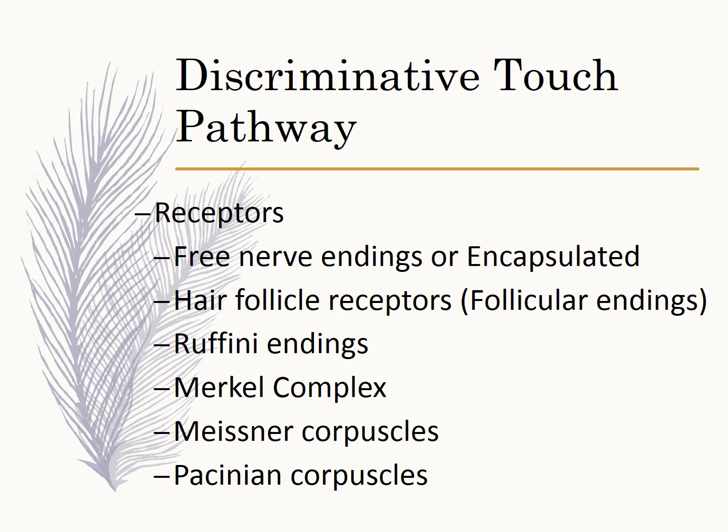A reminder that there are several different receptors for discriminative touch, some of which are free nerve endings and some of which are encapsulated. They include the hair follicle receptors, Ruffini endings, Merkel's complex, Meissner's corpuscles, and Pacinian corpuscles.